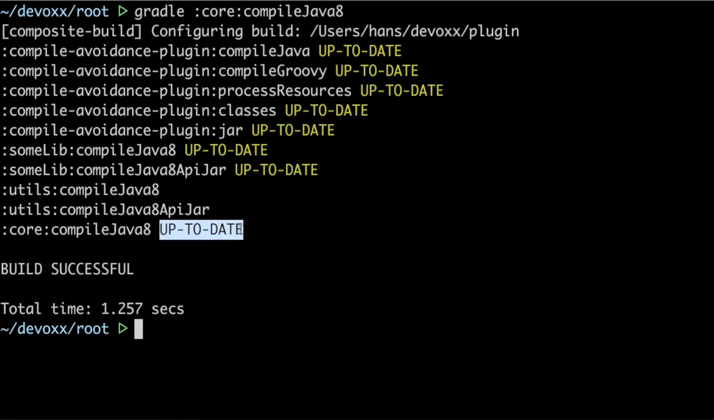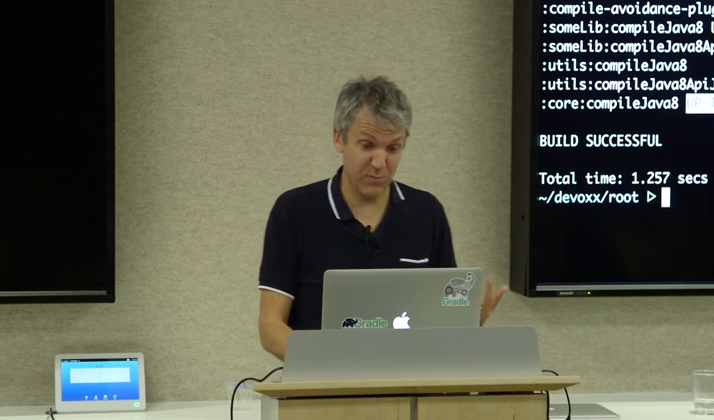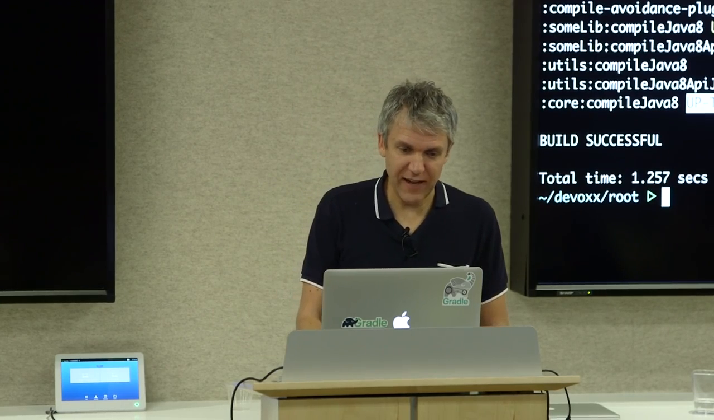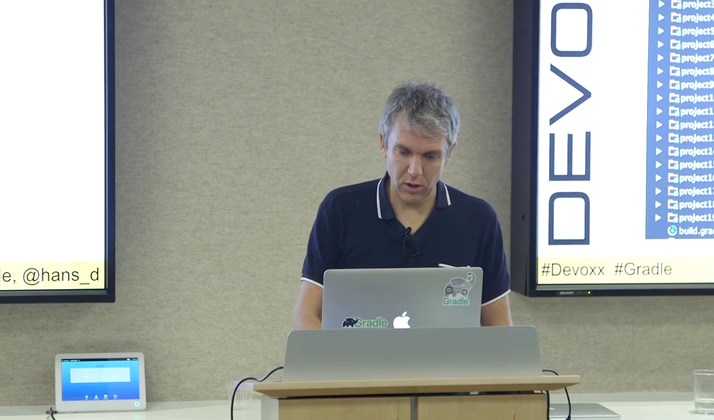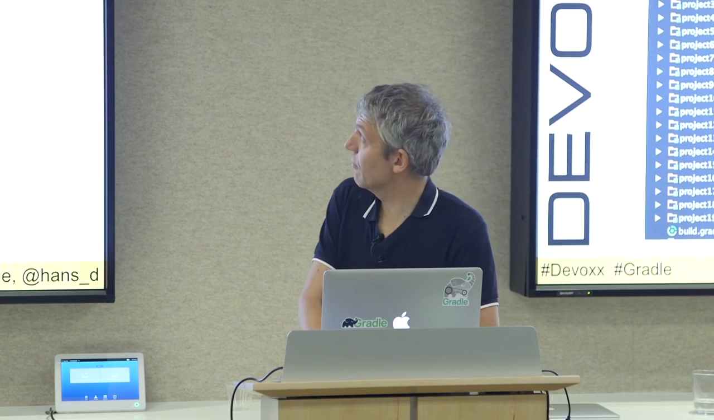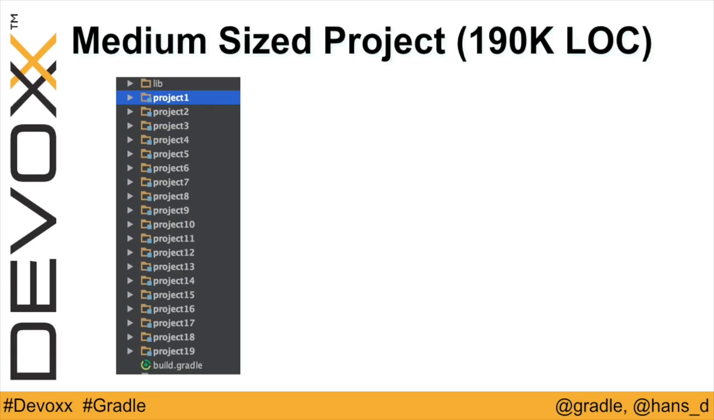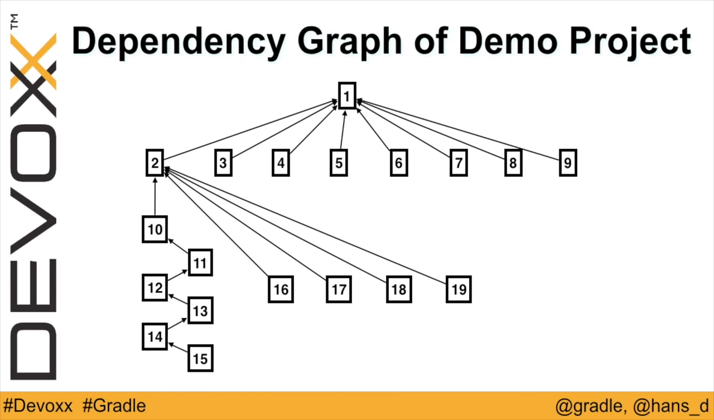So the thing is, you might be wondering, OK, that looks kind of nifty, but it's anyhow always 1 second, right? So what is the big deal? Why do I think this is worth mentioning? I even think it's pretty spectacular in the effect it will have on your developer life, right? So let's look at a more real, medium-sized project, 190,000 lines of code distributed over 19 sub-projects. And it's a pretty sane dependency graph between the 19 projects.